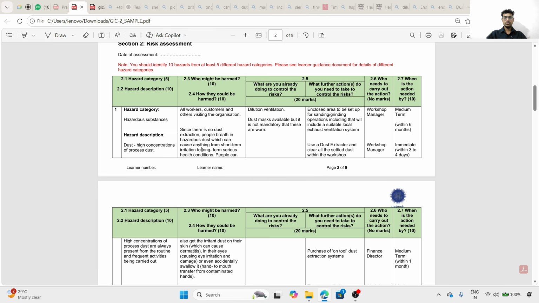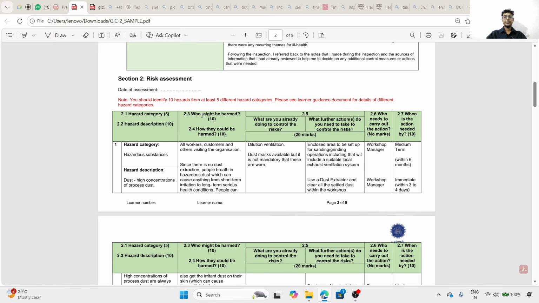Then the 2.3, that is who might be harmed, which means by this dust, by the hazard category you have mentioned, the hazardous substance, in which the dust you had mentioned as a hazard description. By this, who might be harmed and how could they be harmed, which means who are going to be harmed in this and how are they going to be harmed, that you have to say over here.